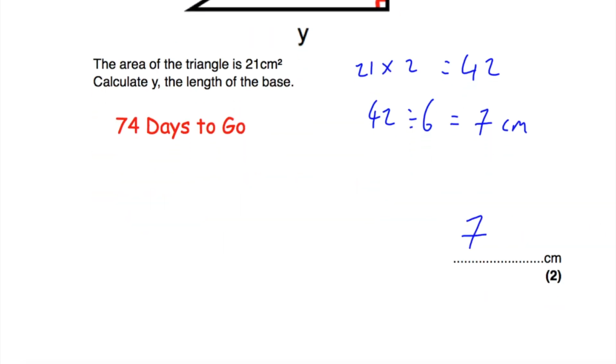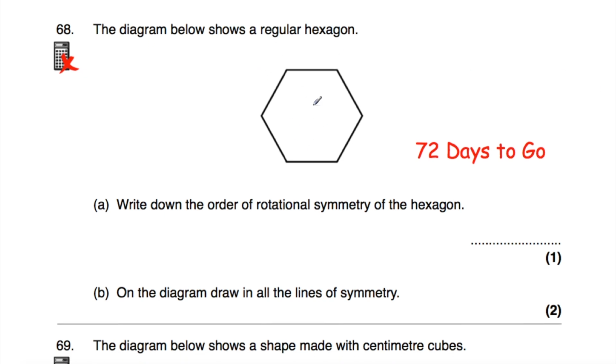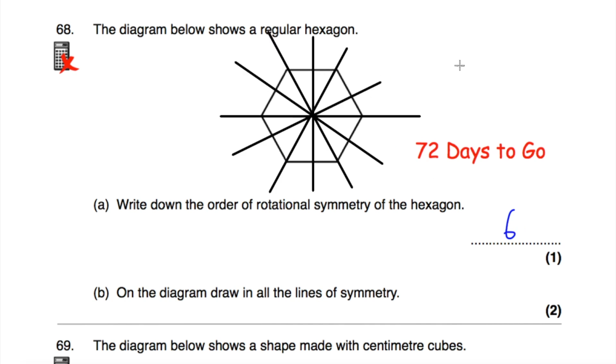Okay, our next question. Okay, question number 68. Question number 68 says, write down the order of rotational symmetry of a hexagon. Well, if you spin a hexagon around in a full circle, 360 degrees, it lands on itself 6 times. So the order of rotational symmetry is 6. And then we've been asked to draw in all the lines of symmetry, so let's do that. And that's it, I've drawn all 6 lines of symmetry.